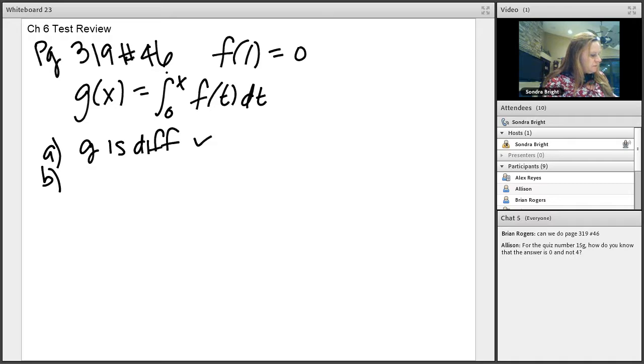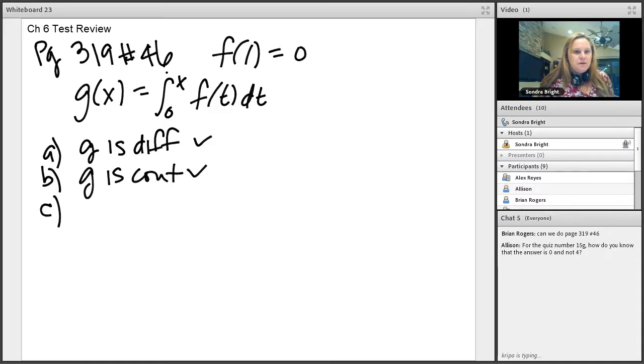In your book, the Fundamental Theorem of Calculus, Part 1, states that if f is continuous on the interval from a to b, then the function, which basically looks like this, g of x, has a derivative at every point x. And so if this has a positive derivative for all those values, then it's differentiable and it is continuous. And then C says the graph of g has a horizontal tangent at x equals 1.